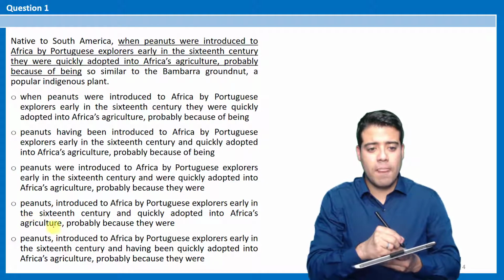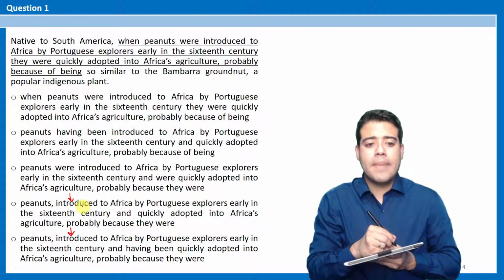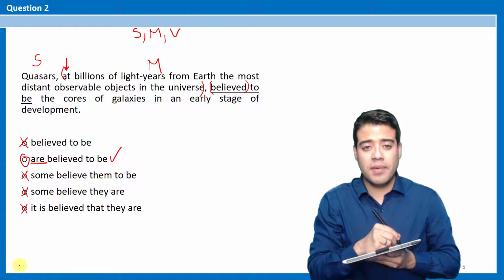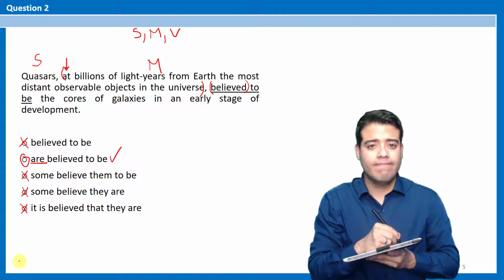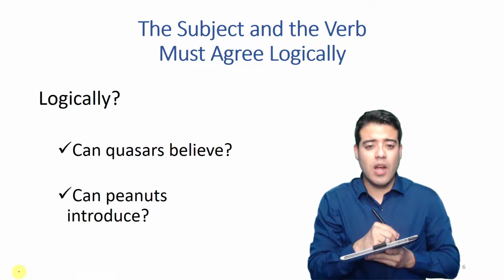You have peanuts. Some people may think that introduced was the verb. But does that make any sense? Can peanuts do something? Can they introduce to Africa? Not really. And the same thing happened here. Can quasars believe? No, they can't. Well, that's how you know that believed is not really the verb. So, logically simply means, can the subject perform the action? So, can quasars believe? Or can peanuts introduce something? And the answer is no.